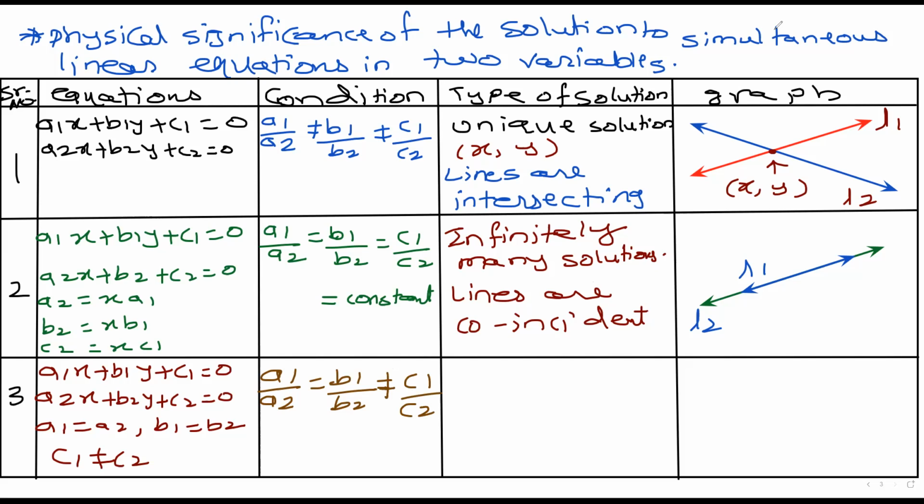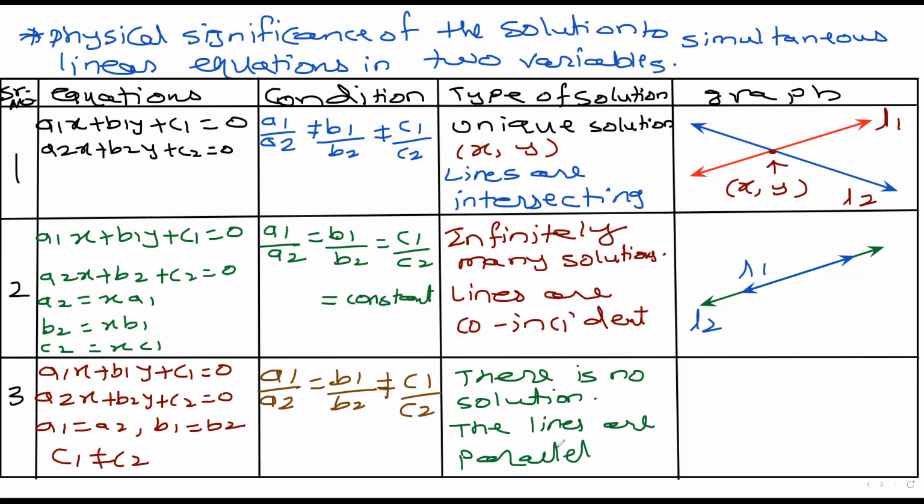Here there is no solution. What do you mean by that? There is no solution means the lines are parallel. Do you think parallel lines ever intersect? No, never. The lines which are in the same plane and which are non-intersecting are called parallel lines. We can draw a diagram like this. One line is like this, and the second one is parallel to this.